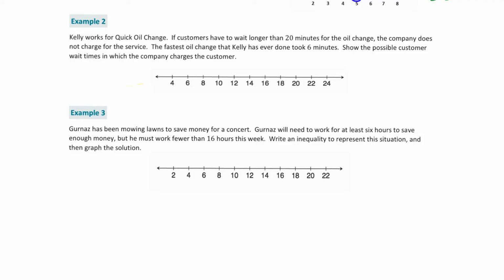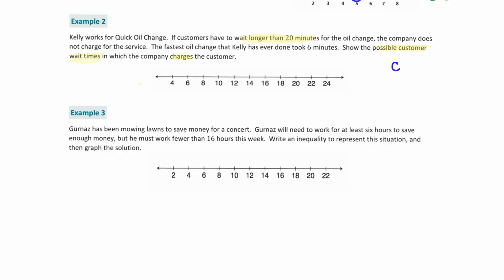Show the possible customer wait times in which the company charges the customer. Okay, if you have to read the problem again, you may do that. Here we say that waiting longer than 20 minutes gives you a free oil change. But here we want to know all the possible customer wait times where the company charges you. And we want to know when you get charged.